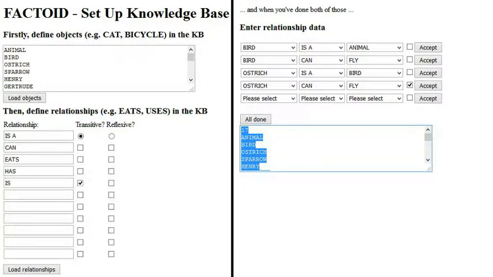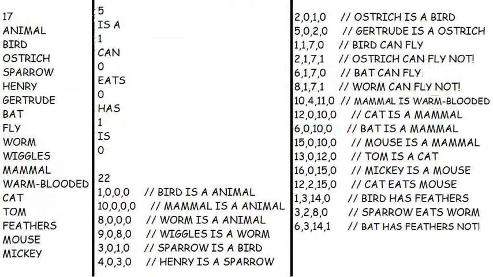This turns the data that you have entered into a format that the second JavaScript program can read, and displays it in the final text area. It also selects it, so that all you need to do is copy it into the clipboard and paste it into some text editor for saving. Of course, you don't have to use this setup program to create a knowledge base.